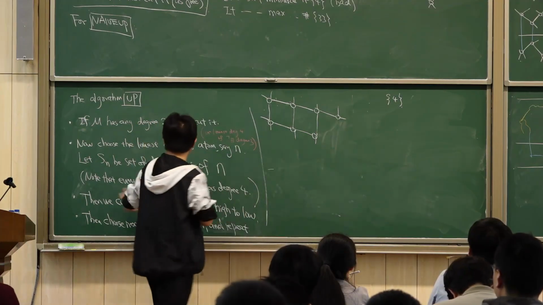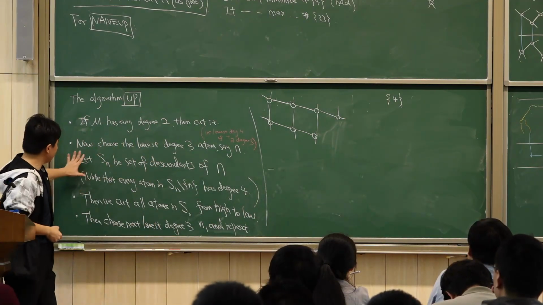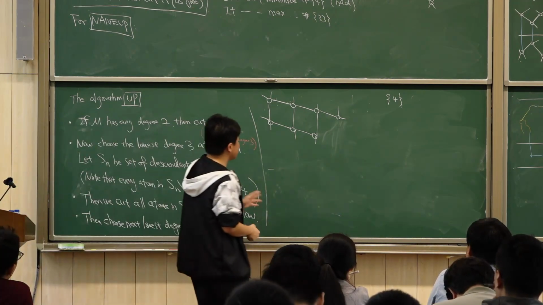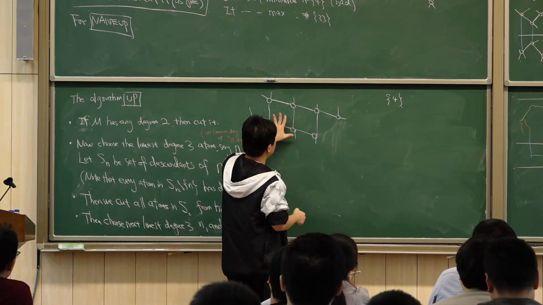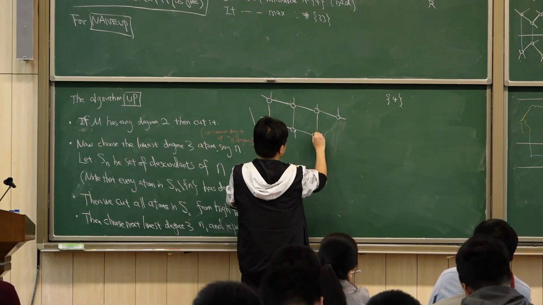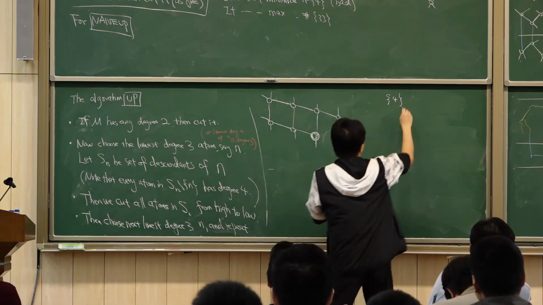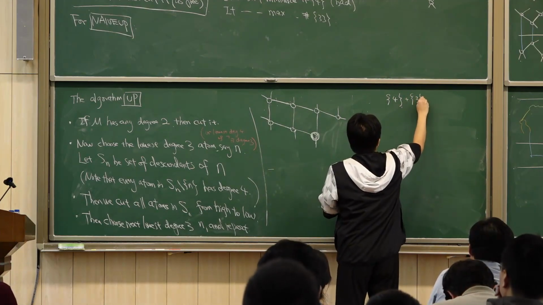So this algorithm is not a unique algorithm. You have a choice to make at every step, and it's important actually to make some clever choices here. But we'll make a kind of non-clever choice. So let's say we choose this one. This is lowest degree 3, and we cut it. Fine, and we get a degree 3 here.